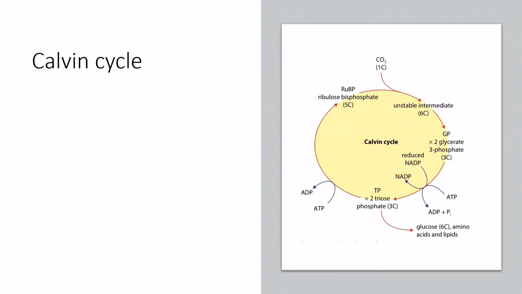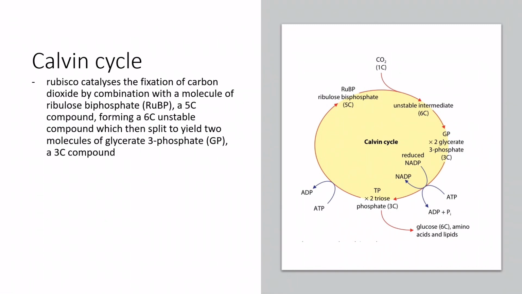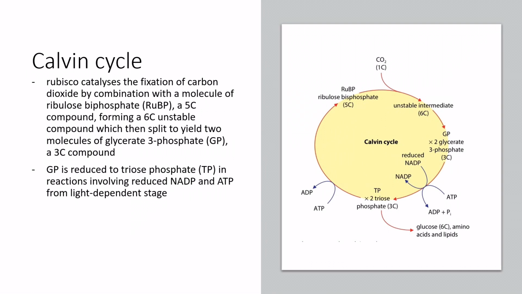After the light-dependent stage, we would have the light-independent stage, also known as the Calvin cycle. There are 3 main stages of the Calvin cycle. First off, the rubisco will catalyze the fixation of carbon dioxide by combination with a molecule of ribulose bisphosphate, which is a 5-carbon compound, to yield 2 molecules of glycerate 3-phosphate, which is a 3-carbon compound. Then, the glycerate 3-phosphate is reduced to triose phosphate in reactions involving reduced NADP and ATP from light-dependent stage.